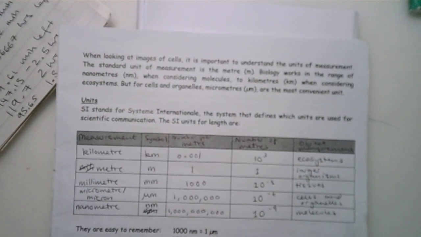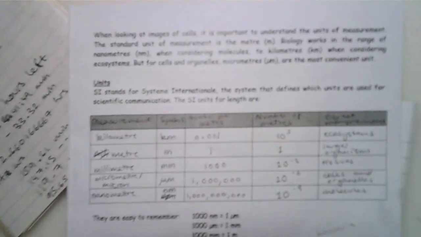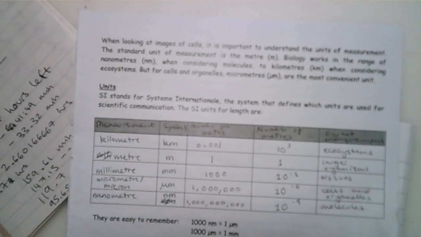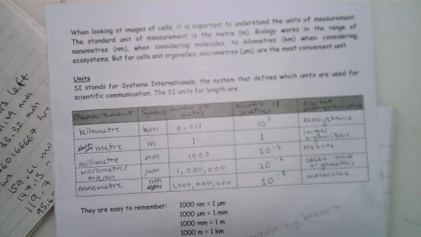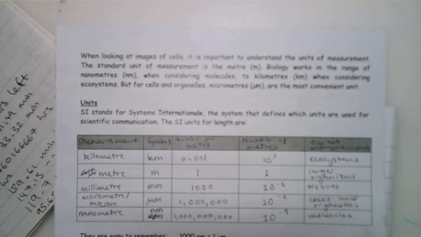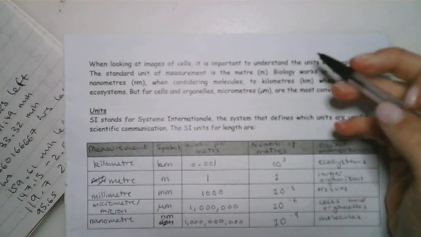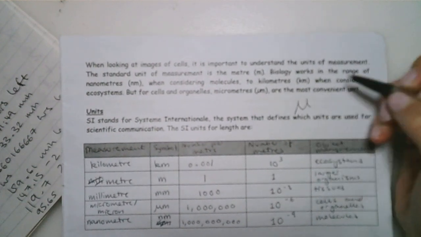So when you're looking at images of cells, it's important to understand the units of measurement. The standard unit of measurement is the meter. Biology works in the range of nanometers when considering molecules, to kilometers when considering ecosystems. But for cells and organelles, micrometers are the most convenient unit, and they're written with a weird U with an M.